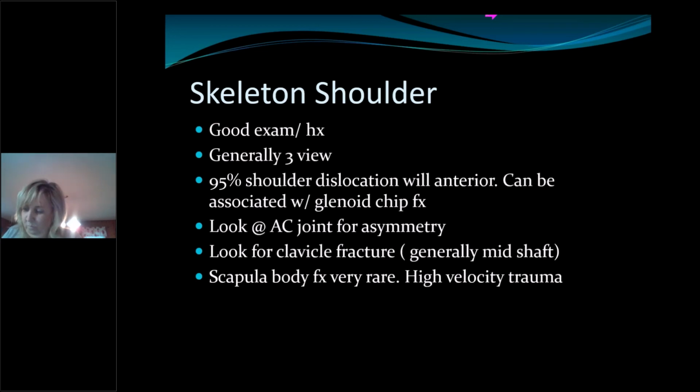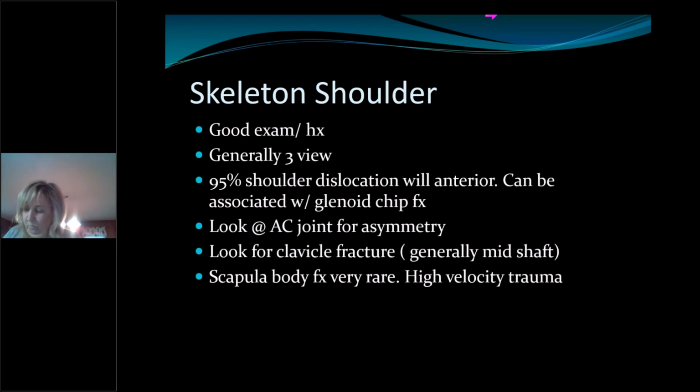When we talk about dislocations, over 95% of dislocations will be anterior. Sometimes you get a little glenoid chip fracture from a dislocation, so you need to look for that. Even if you do find the dislocation, you want to make sure that there's not a chip off that glenoid, and if there is, that's fine, just document it.